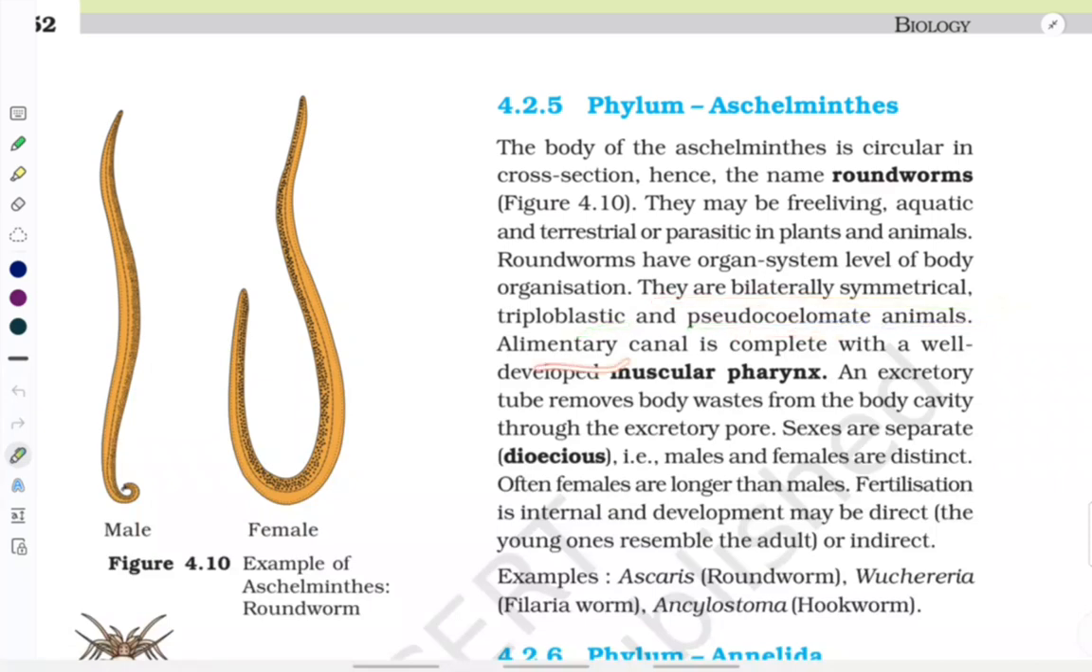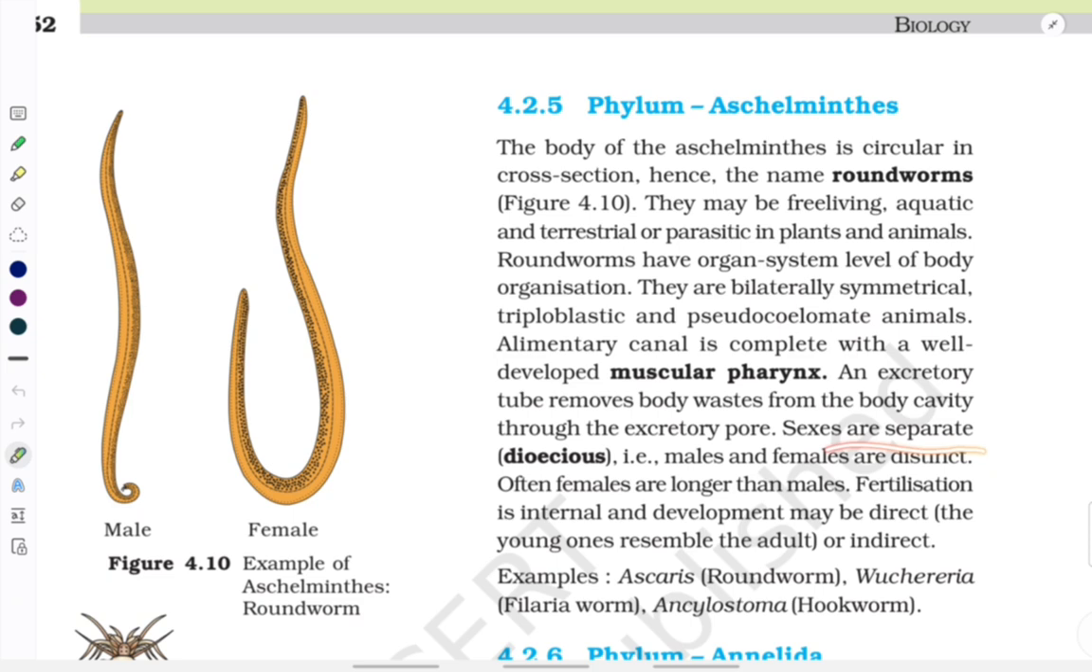Okay, the alimentary canal is complete with a well-developed muscular pharynx. There's a pharynx which is muscular in nature, and that's how the alimentary canal is complete. An excretory tube removes body wastes from the body cavity through the excretory pore. So there's an excretory pore, and there's an excretory tube which removes the wastes through the excretory pore.